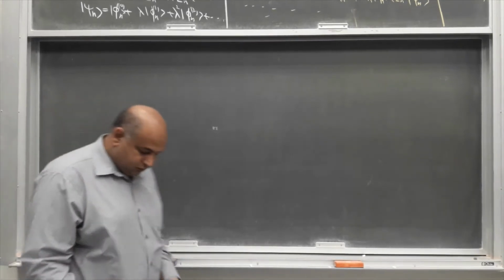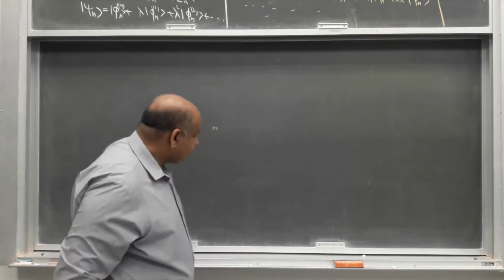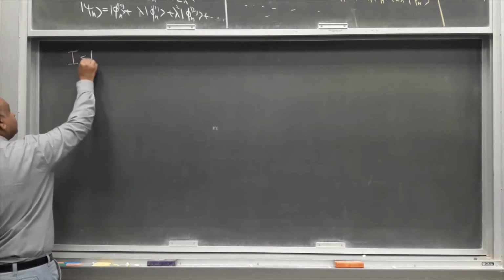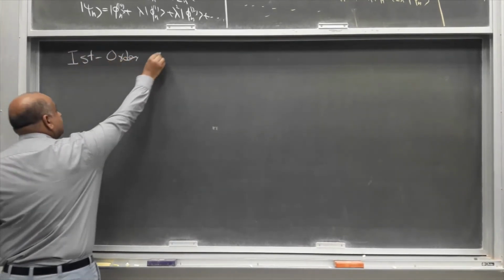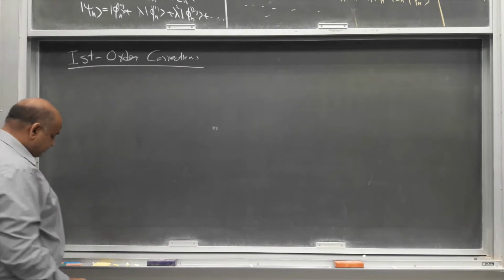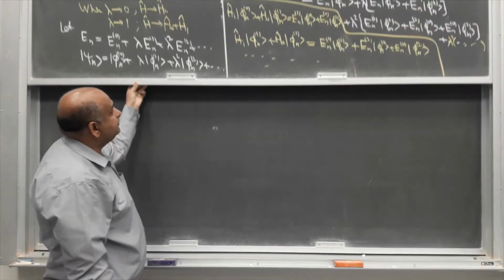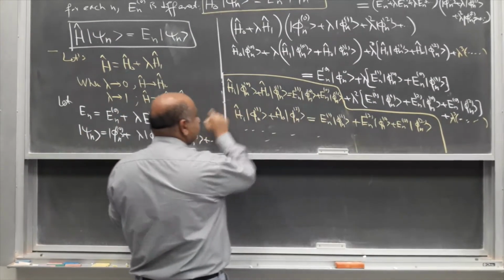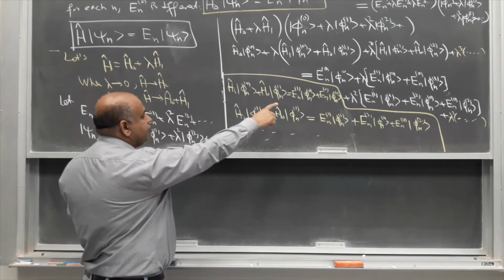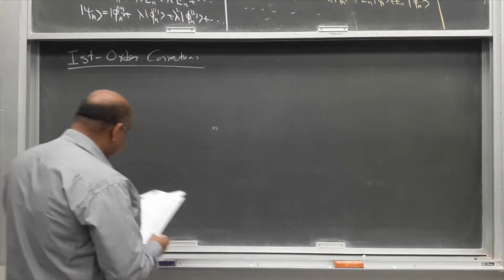So, to begin finding the energy corrections, let me first write that. First we are interested in first order corrections. So for this, let me begin from this equation, H0 phi n1 plus H1 phi n0 equals En0 phi n1 plus En1 phi n0. Let me actually write it here because we will need it.